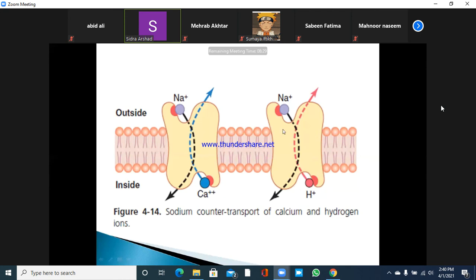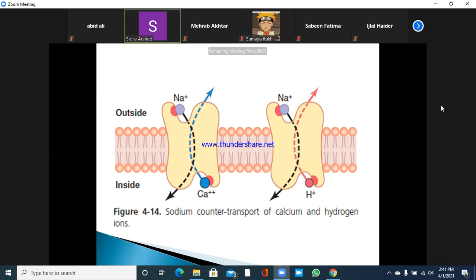Similarly, we have these counter transport mechanisms in which the sodium is pumped inside the cell and hydrogen is being pumped outside the cell. Because if the pH of the cell and the body fluids needs to be maintained, तो उसमें हाइड्रोजन को निकालना पड़ता है सेल से बाहर. तो मतलब for these various purposes these transporters are important.